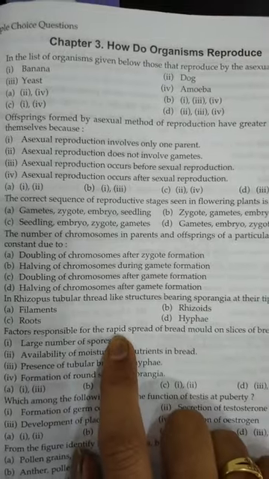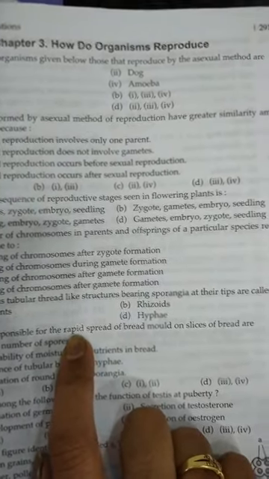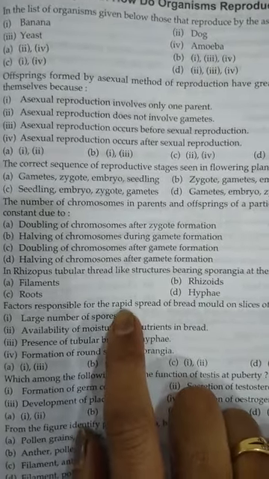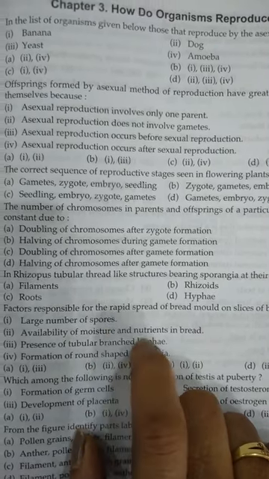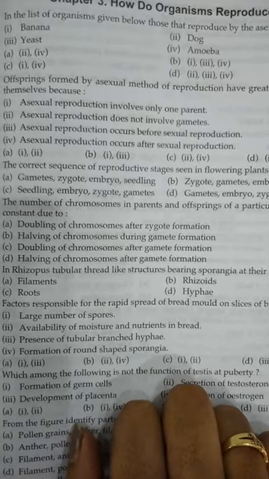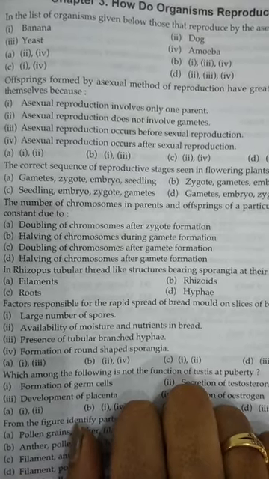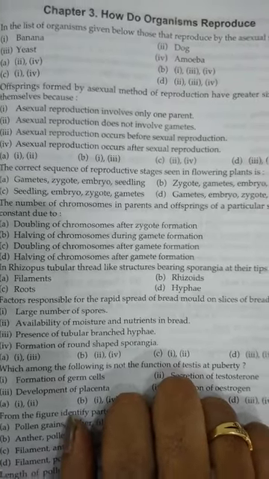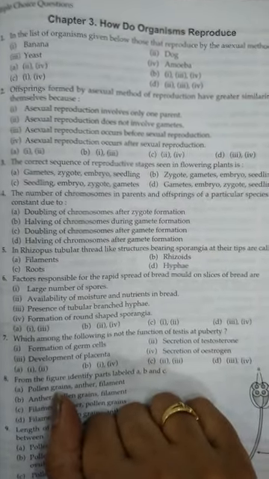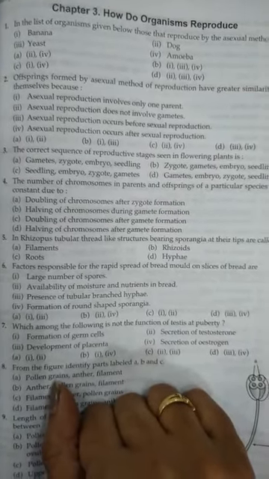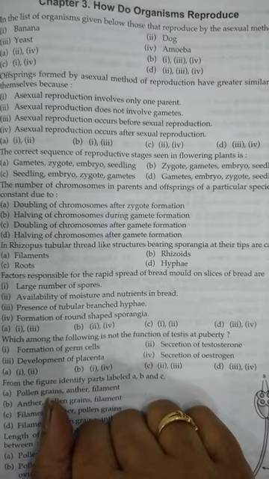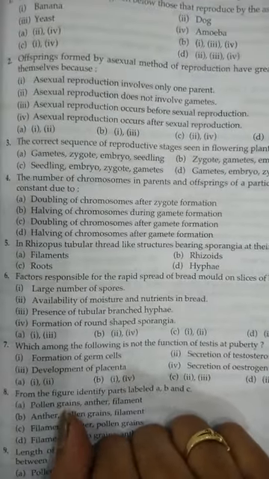Offsprings formed by asexual method of reproduction have greater similarity among themselves because asexual reproduction involves only one parent. Asexual reproduction does not involve gametes. Asexual reproduction occurs before sexual reproduction, and asexual reproduction occurs after sexual reproduction. Again, the sequences are given. You first mark it yourself and then you check it with the answer I'll give you at the end.